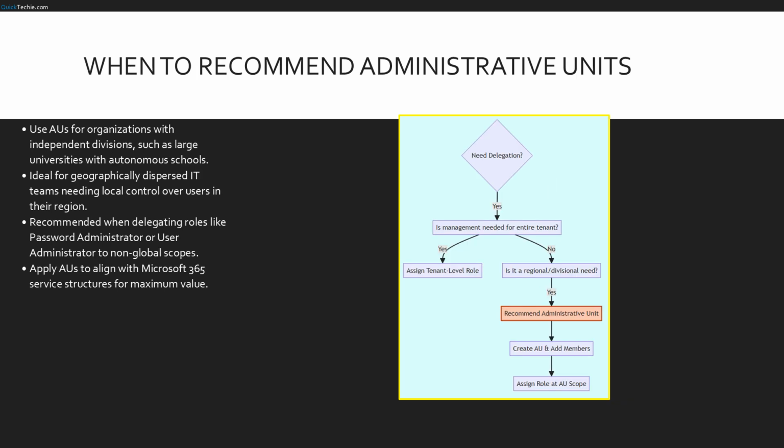When should you recommend using administrative units? They are most beneficial for organizations comprised of independent divisions. A classic example is a large university with autonomous schools, like a school of business and a school of engineering. Each school often requires its own IT staff to control access and manage users independently of the others.